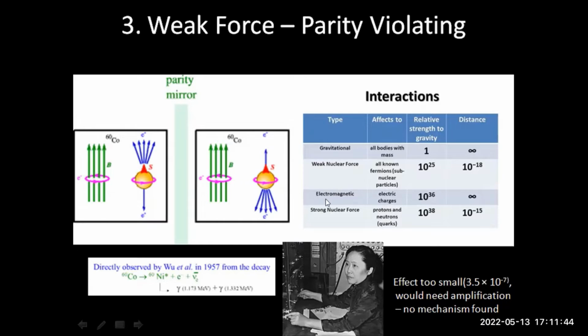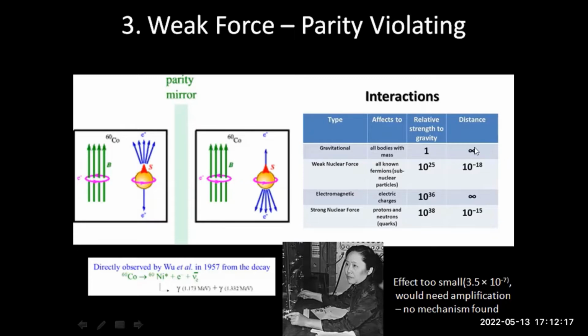So for the other forces, remember there are 4 forces of nature: the gravitational force, the weak nuclear force, the electromagnetic force, and the strong nuclear force. Now, in terms of strength, gravitational is by far the weakest. So we set that equal to 1. The weak force is on the order of 10 to the 25 times stronger than the gravitational force. And the electromagnetic force is 10 to the 36 times stronger than the gravitational, and the strong nuclear force, 10 to the 38 times stronger.